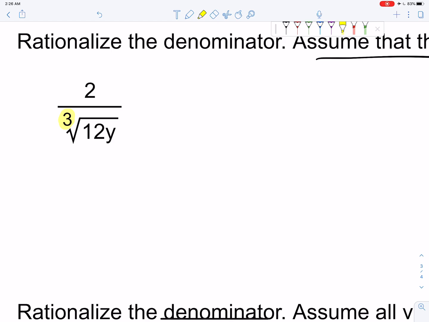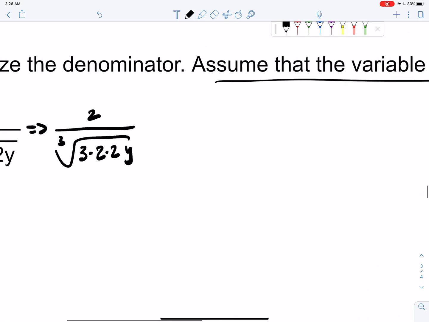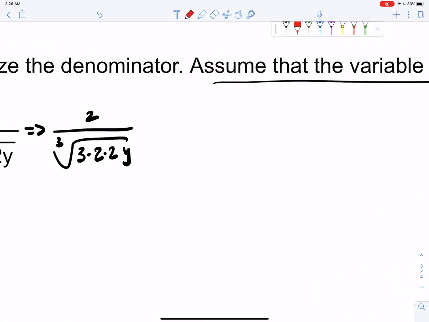But what I like to do is I like to take a moment and write that 12 as what? 3 times 2 times 2, and then we have a y. Why do I do that? Because it makes it easy to see the minimum. What's the minimum that I must multiply by?